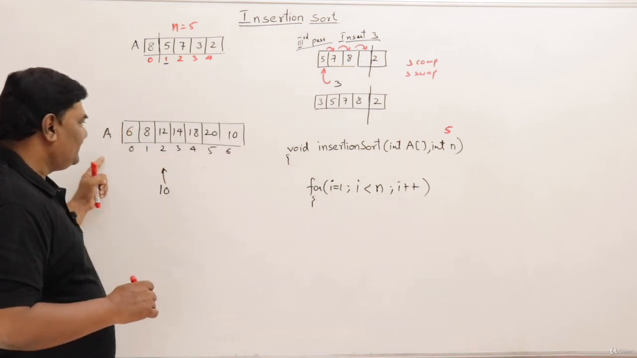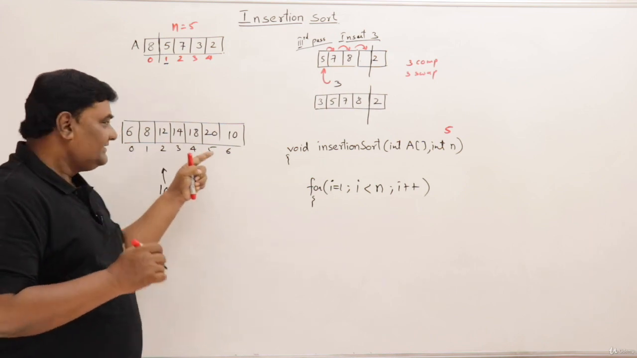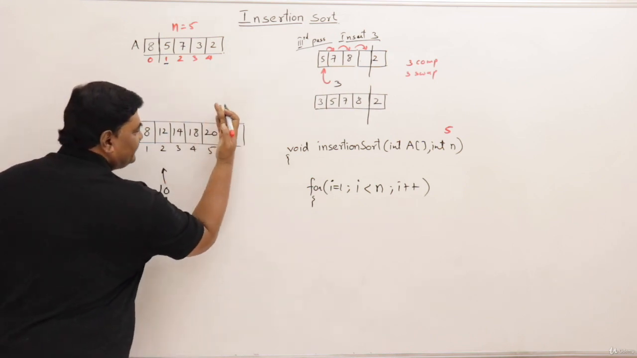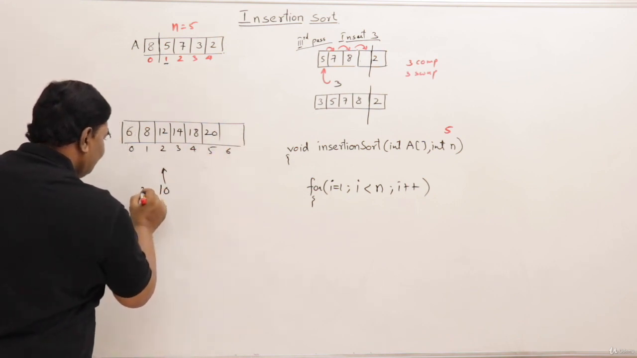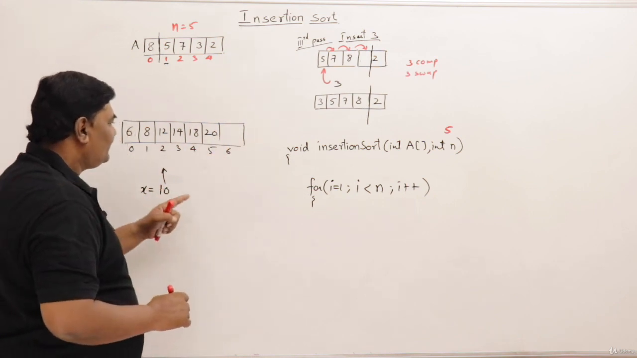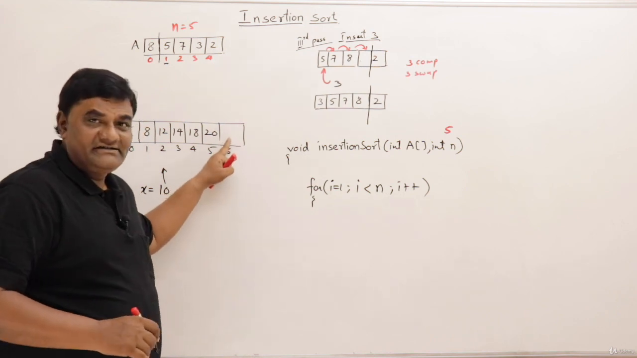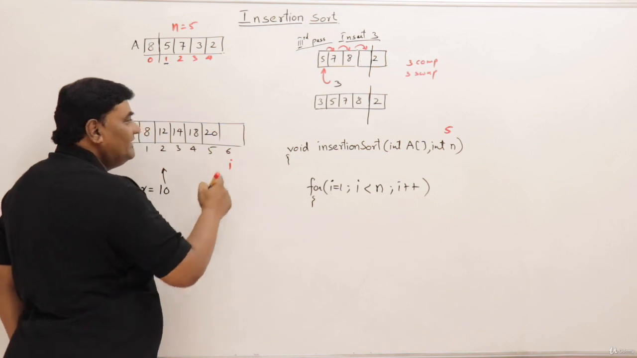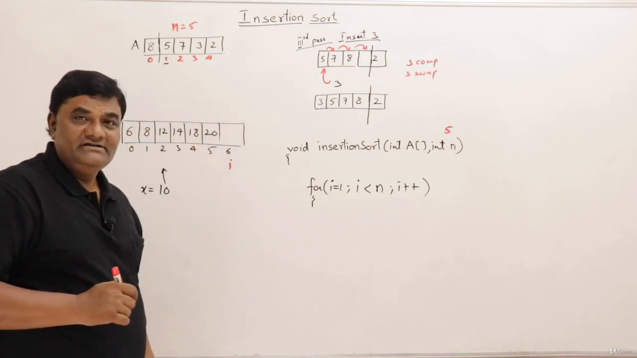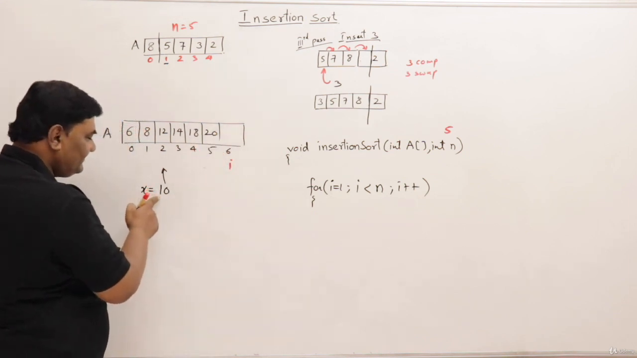Now I have an example, an array of size 7. Already till here the elements are sorted, that is 0 to 5. Now I am inserting 10. So take out 10 in some variable, let us say x. Right now I am inserting this element. This i is pointing here. So this is the element that I am inserting, and I have taken it in x.